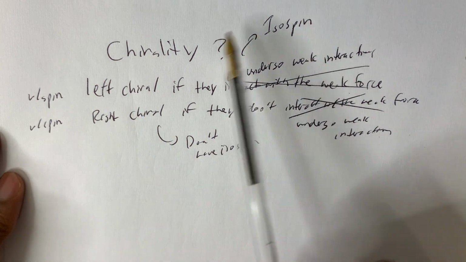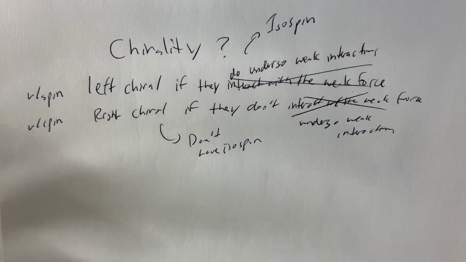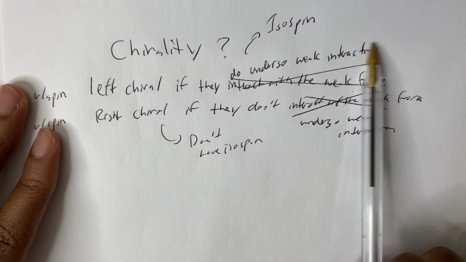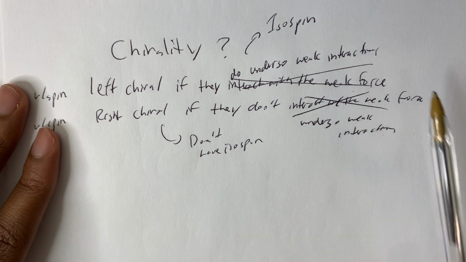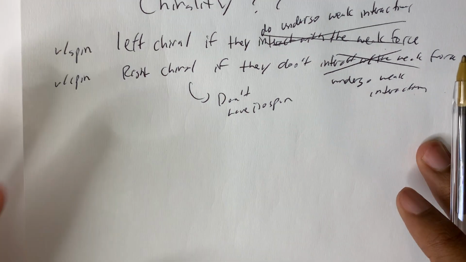And isospin is what allows a particle to undergo weak interactions, and lack of isospin does not allow a particle to undergo weak interactions. So just like how charge makes a particle able to interact with the electromagnetic field, the isospin of a particle allows it to interact with the weak field. If it's left chiral, it has isospin, which allows it to have weak interactions. Right chiral, no isospin, no weak interaction. That's what chirality means.